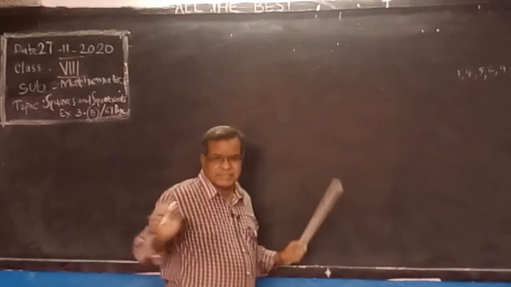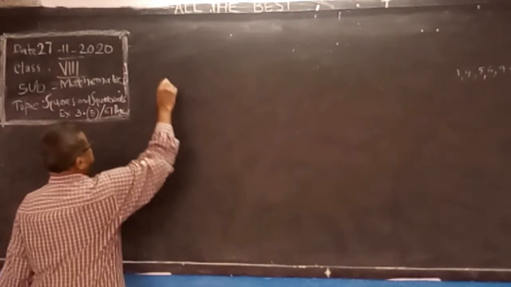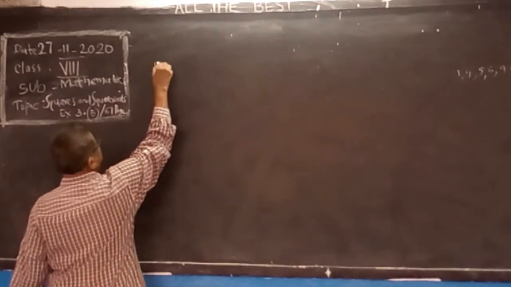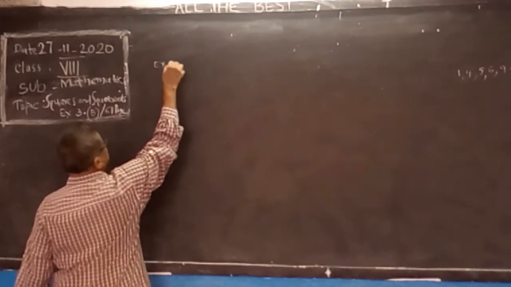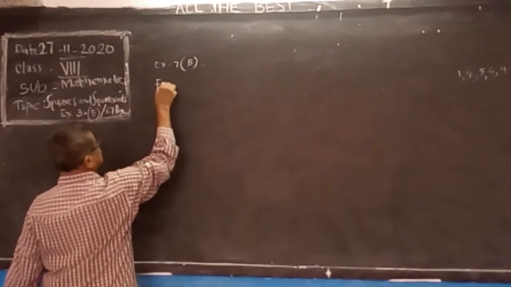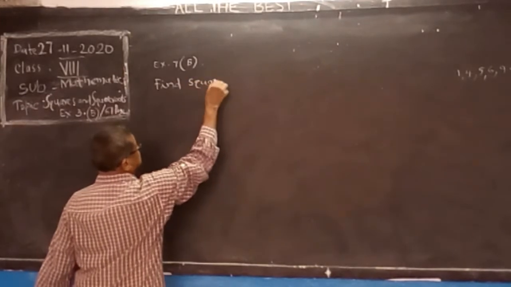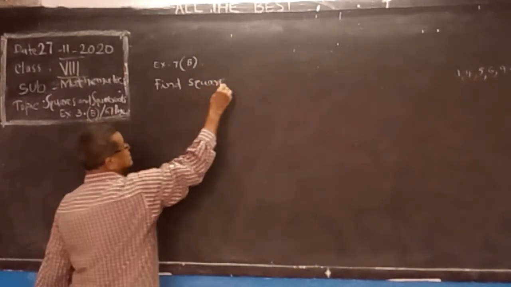See, in this exercise, now we are going to find square roots. Exercise 7b. Finding square roots. Square we know. Square root.